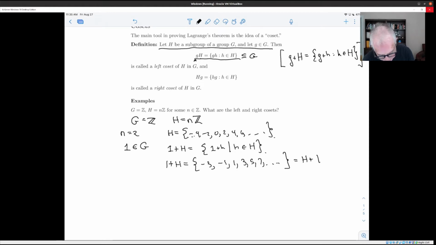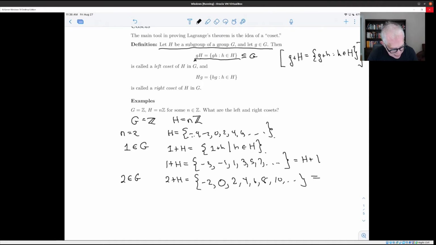Let's look at some other examples. Suppose instead of taking 1 in G, I picked 2 in G. So what's 2 plus H? Well, then I'm taking the collection of even numbers and adding 2 to them. But if you take the collection of even numbers and you add 2, you're just going to get the collection of even numbers back, right? Because you're still going to get even numbers. And you can go backwards, so to speak, by adding or subtracting 2. So the coset 2 plus H is again the even numbers. It's the set H again.